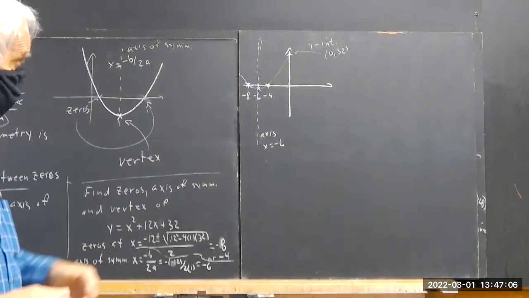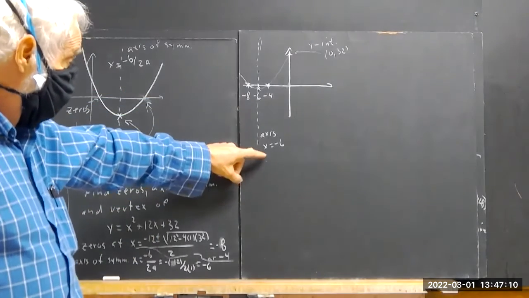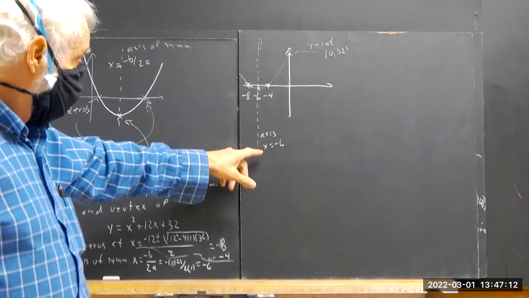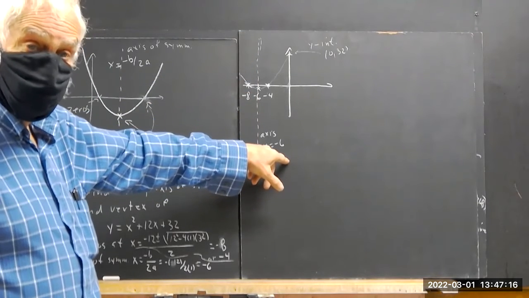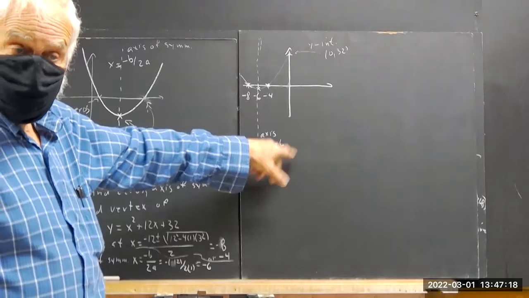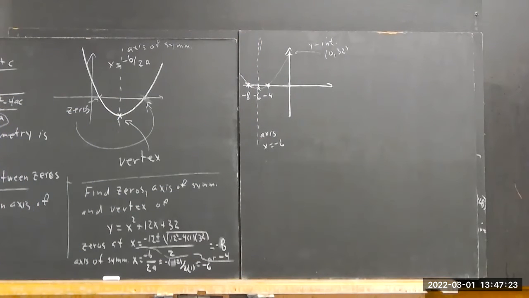So how do you calculate the y coordinate of the vertex? We haven't already done it. You know the x coordinate of the vertex is x equals -6, right? You get the y coordinate very easily. So see what you can do about that. See if you get that before I do it for you.